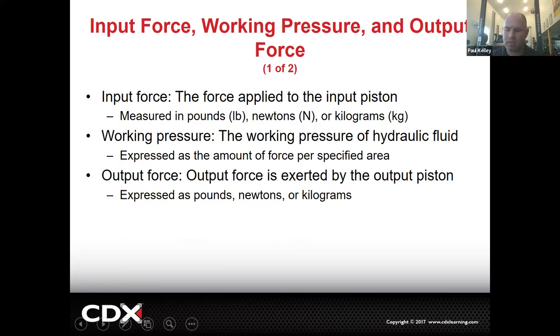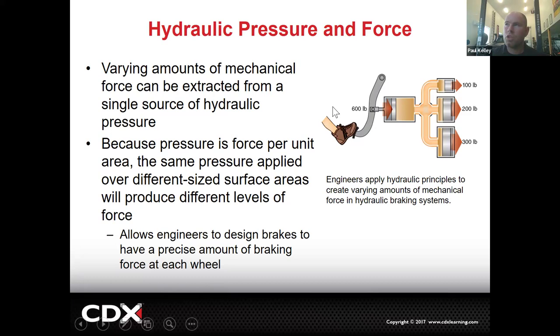And then the output force is the force exerted by the output piston. So that, wrong direction, is over here. You put 600 on the input, you may get 300 on the output, right? 200 on the output. You can go more, 1200 on the output. So you've got to understand those. Input, the working is the PSI of the fluid, and output is basically your brake caliper pistons, your wheel cylinder pistons.